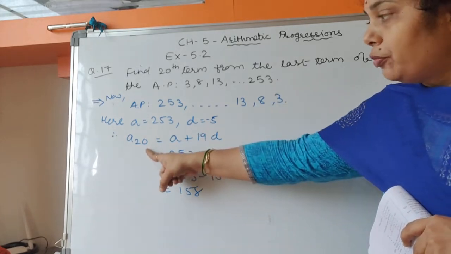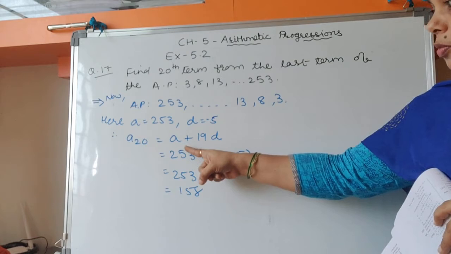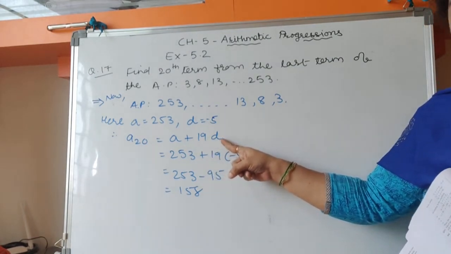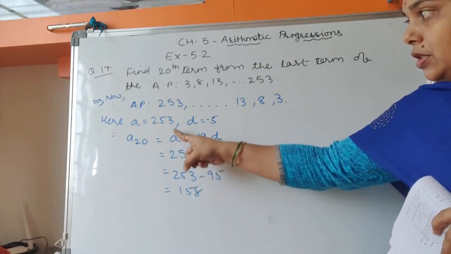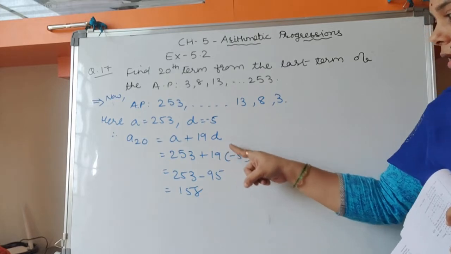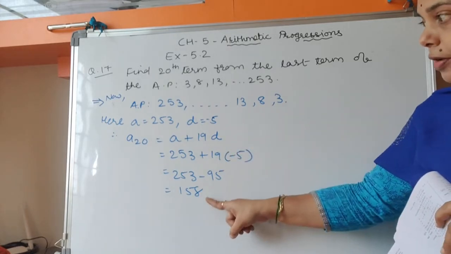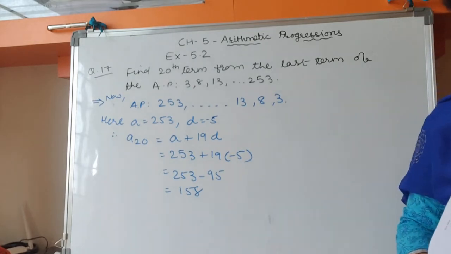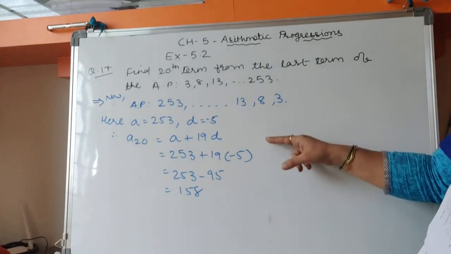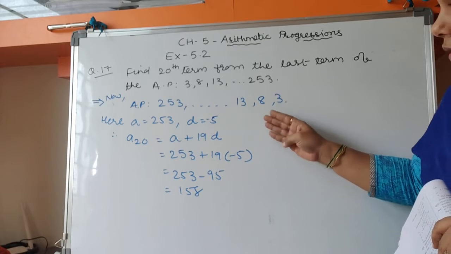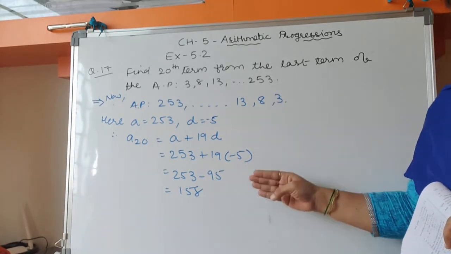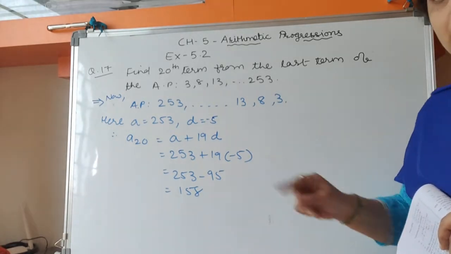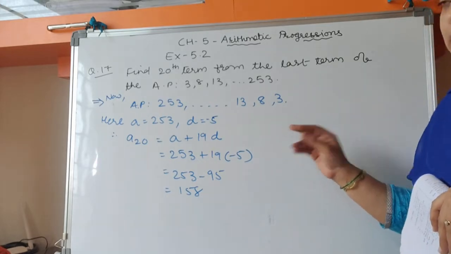Now again I want to find A20. So what is the formula? A plus 19D. So in this way 253 is A, 19, and D is minus 5. So finally I got that A20 is equal to 158. Okay, learn it well. It has hardly 5 or 6 steps, and such types of examples are always asked in exams.